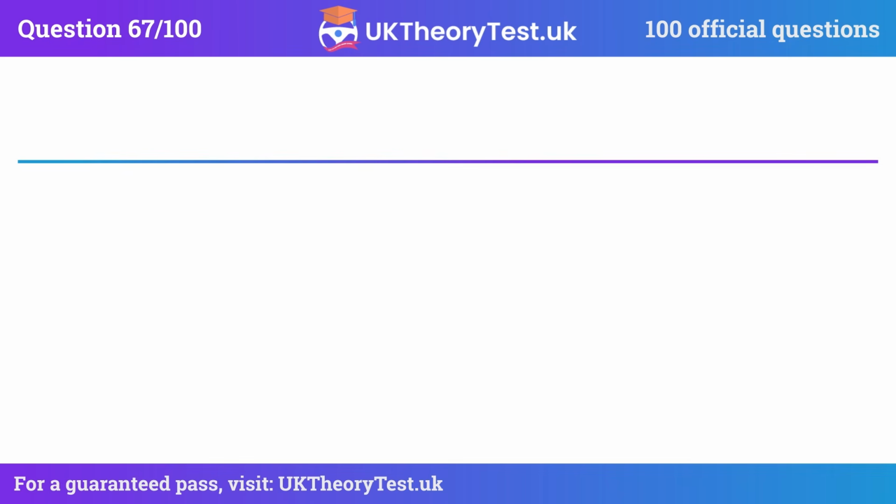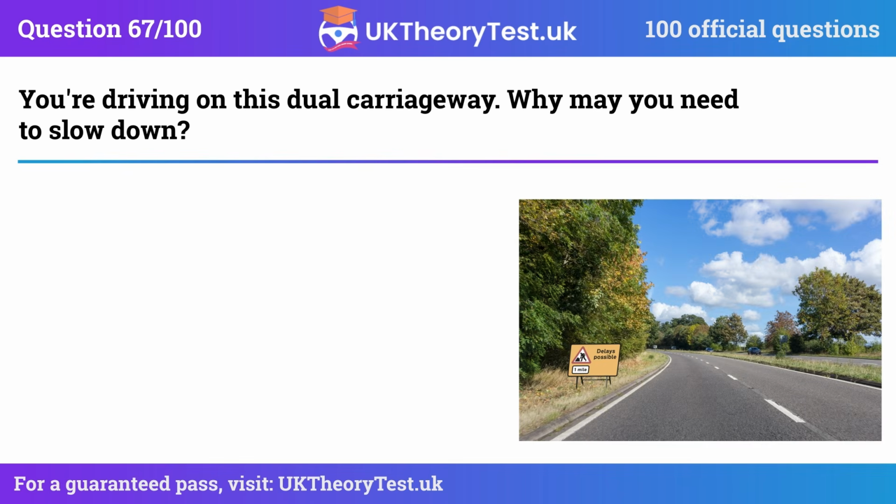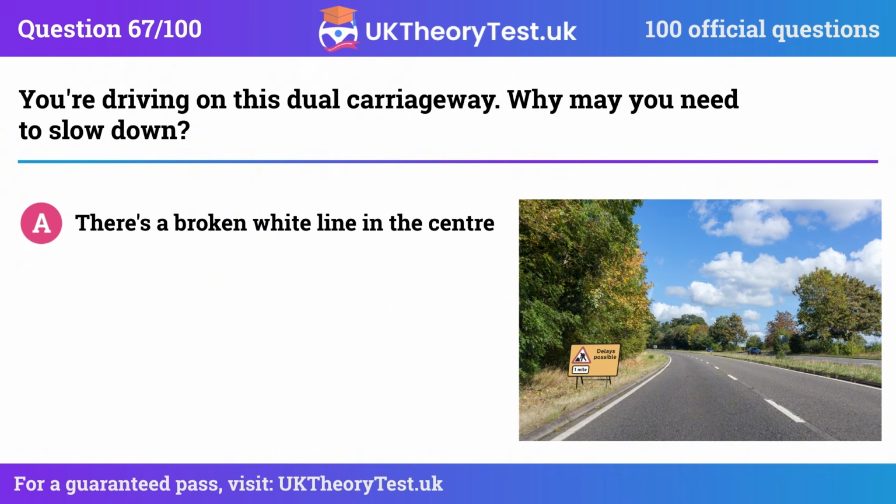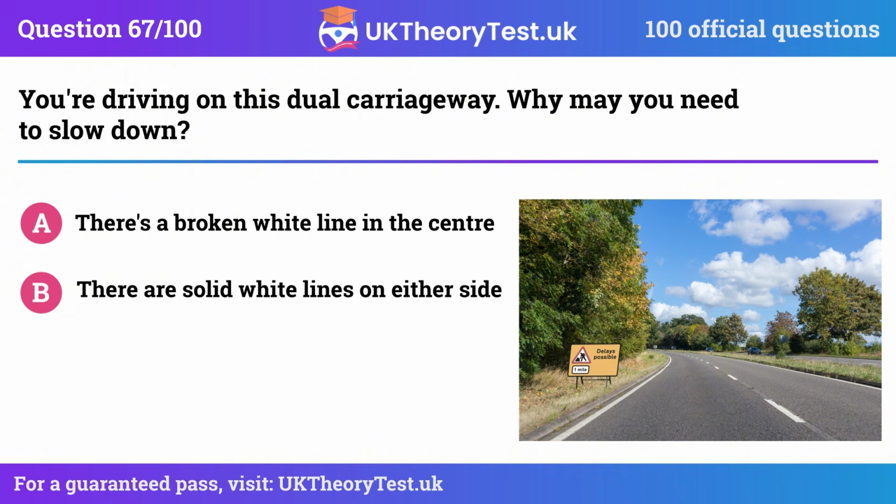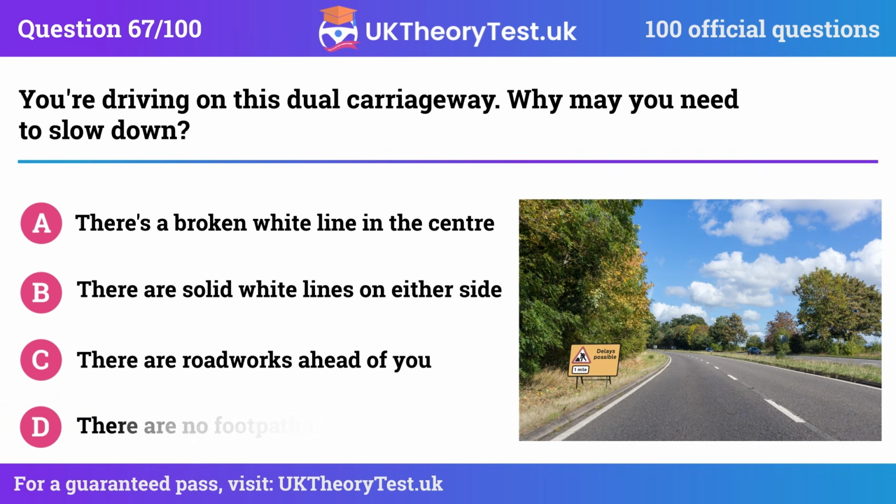Question 67. You're driving on this dual carriageway. Why may you need to slow down? A. There's a broken white line in the center. B. There are solid white lines on either side. C. There are roadworks ahead of you. D. There are no footpaths.